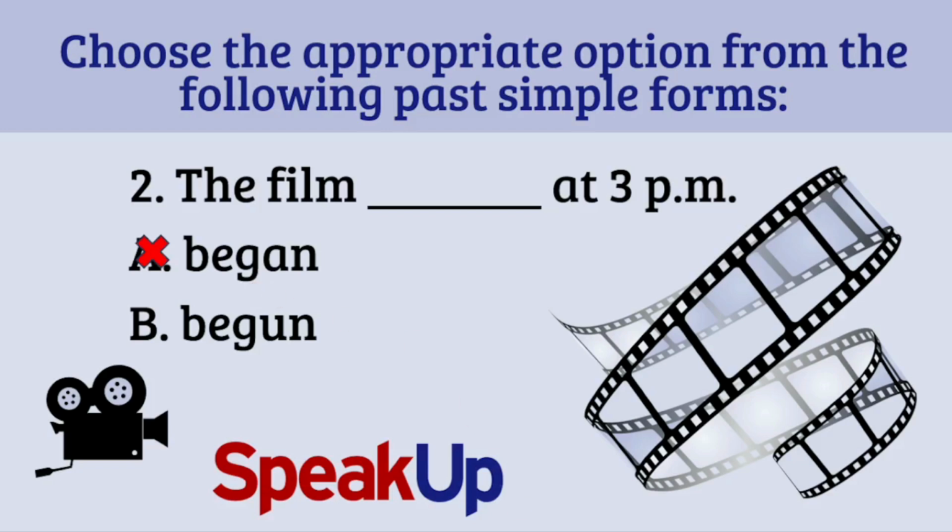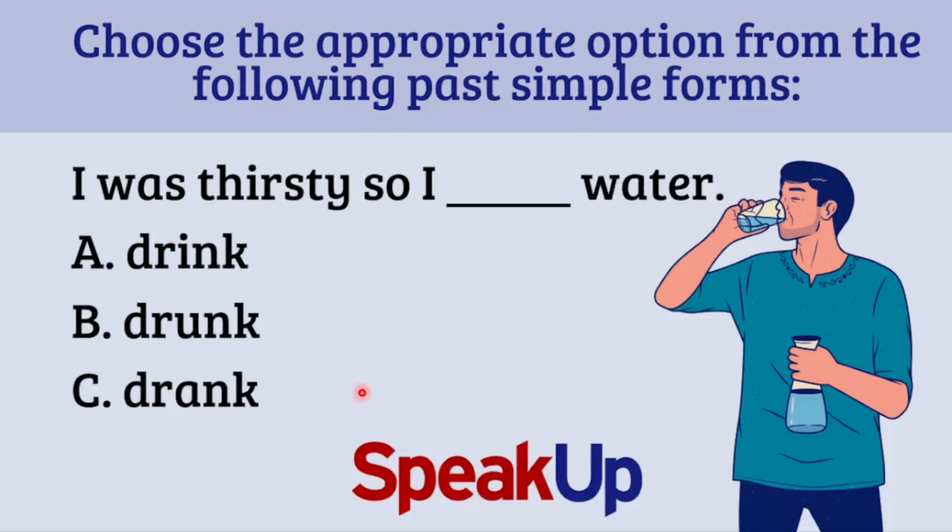Very good. And now one more practice for you. Do the same. I was thirsty, so I, letter A, drink, letter B, drunk, letter C, drank water. Choose the correct alternative. Some seconds for you to think. Okay, and the answer is letter C, I was thirsty, so I drank water.